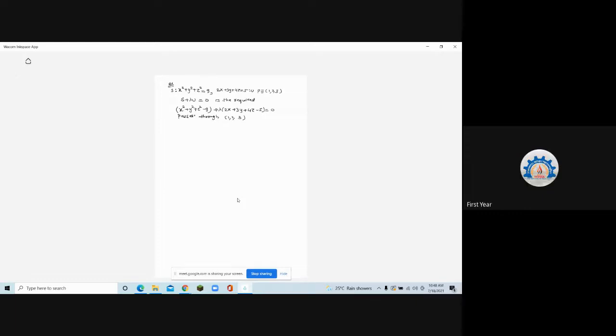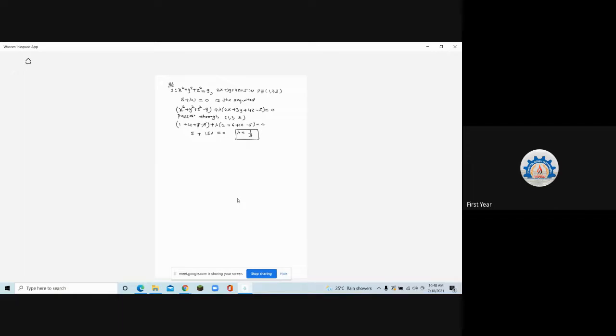So just put this point in this equation. Put the values of x, y, z. So what you'll get? 1 + 4 + 9 − 9 + λ into (2 + 6 + 12 − 5) = 0. So 9 gets cancelled. 5 plus, how much is this? This is 18 + 2 = 20, minus 5 is 15. So 5 + 15λ = 0, so λ = −1/3.